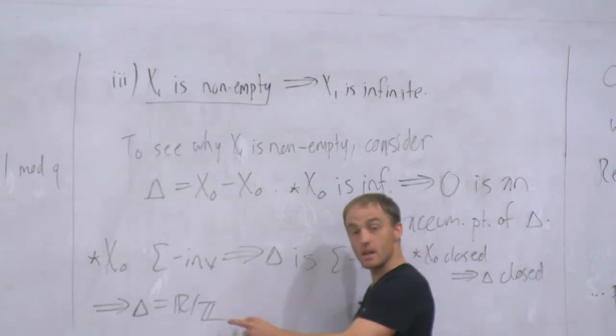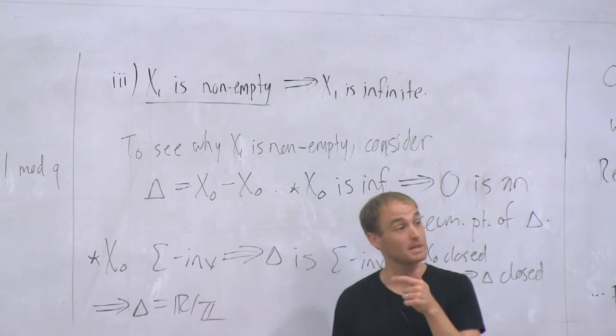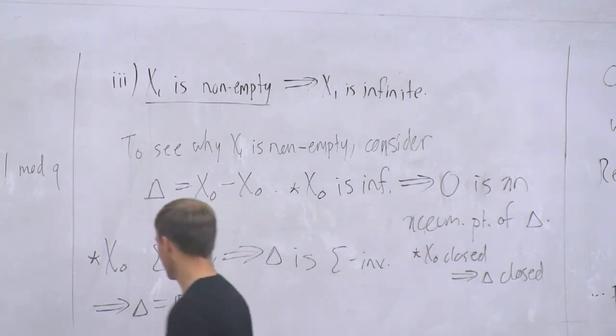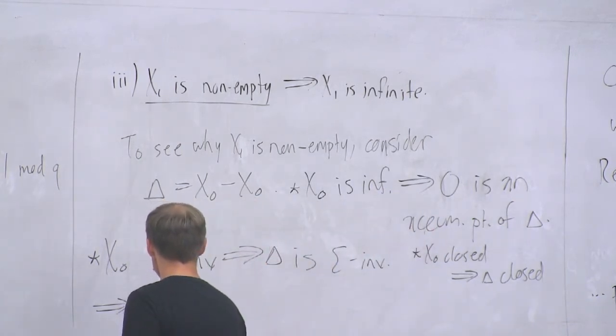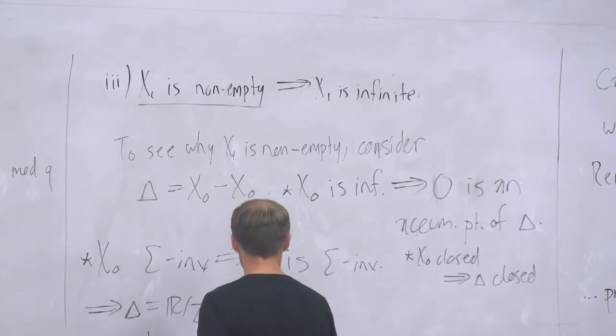The fact that delta itself is R mod Z means that I can find a pair of points inside of x naught whose difference is 1 over q, and so it means that x1 is non-empty. Okay? So this implies that 1 over q, in particular, is an element of delta, and that implies that x1 is non-empty.